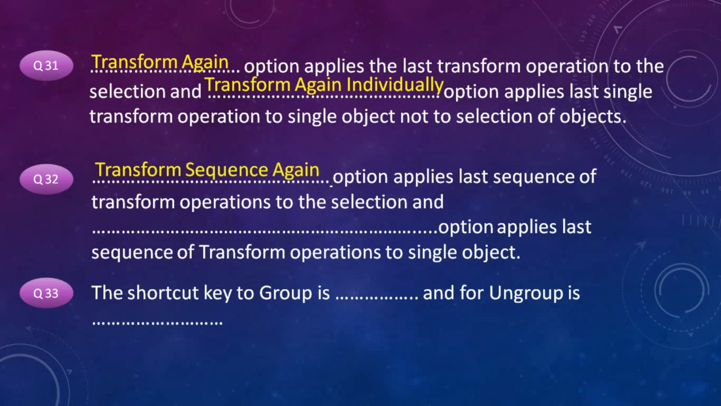Transform Sequence Again option applies the last sequence of transform operations to the selection, and Transform Sequence Again Individually option applies the last sequence of transform operations to a single object. The shortcut key to group is Ctrl G and for ungroup is Ctrl Shift G.